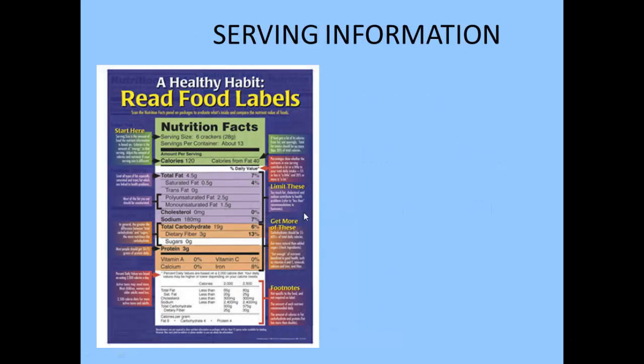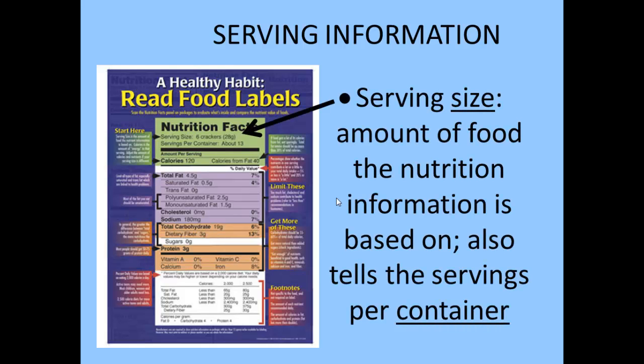This is part of a handout that you'll actually get tomorrow, but for right now it's just a nice visual as we go through the different parts. Serving information is up first, so the thing at the very top will always be the serving size. Serving size is the amount of food the nutrition information is based on. Also in that point it will tell the servings per container. So if we look up here, it looks like we have a box of crackers and it tells us the serving size is 6 crackers. It also tells us that you can get 13 servings of 6 crackers out of this box. That's going to be important to know when we get to the other information.